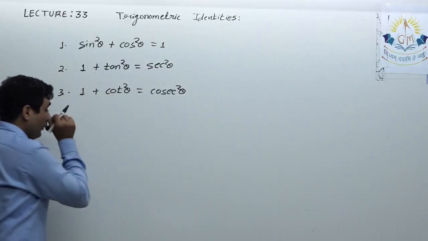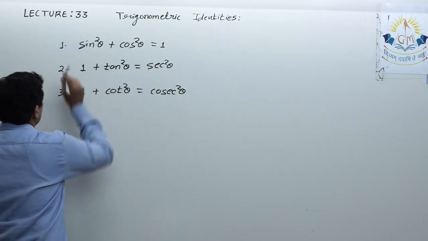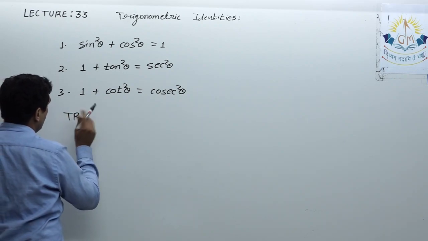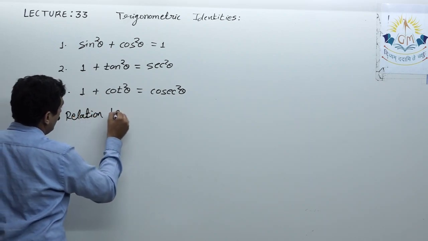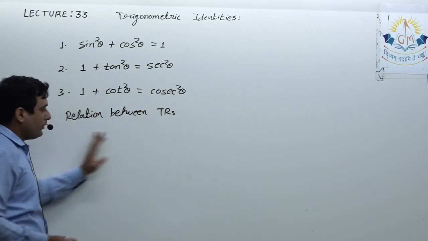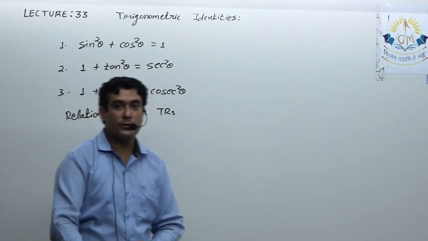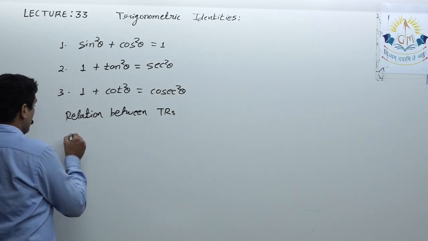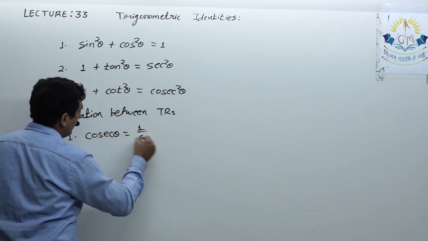Other than this, we also use the relationship between trigonometric ratios. So here I am writing the relations between trigonometric ratios. We already saw these, but I am writing them again because when I start the questions related to this, we need these three identities as well as these relations. The first was cosec theta is equal to 1 upon sin theta.